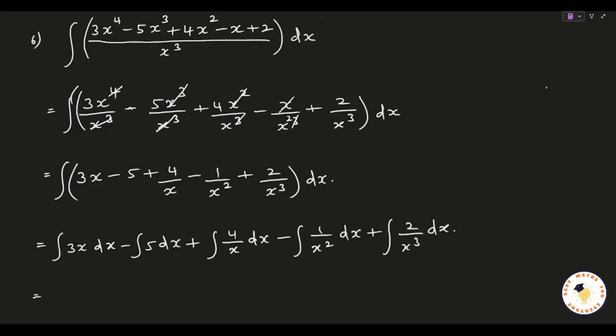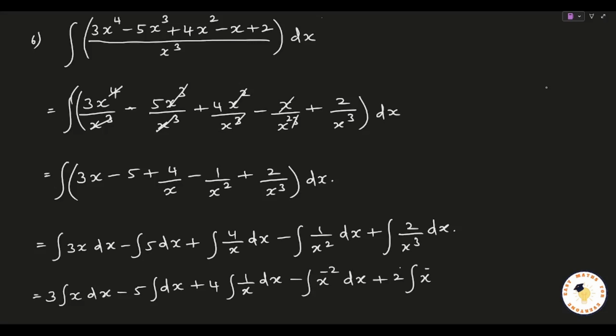We can write this x square in the numerator like x power minus 2, and this x cube we can take to the numerator and write it as x power minus 3. Let's do that and take the constants also outside. So we get 3 times integral x dx minus 5 times integral dx plus 4 times integral 1 by x dx minus integral x power minus 2 dx plus 2 times integral x power minus 3 dx.